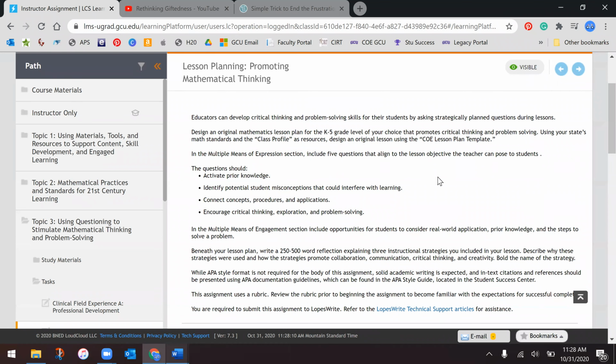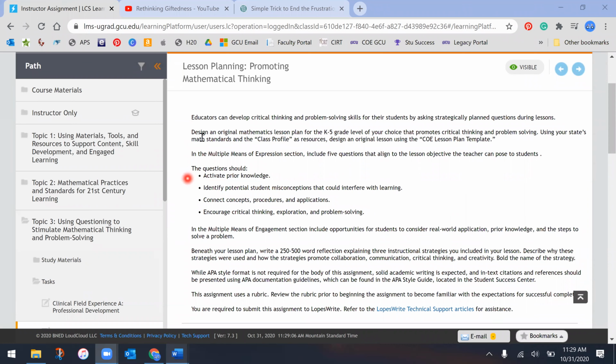Hi class, in this assignment I'm going to be going over your first lesson plan assignment, promoting mathematical thinking. For this assignment you're going to develop a math lesson plan that helps students develop critical thinking and problem solving skills.